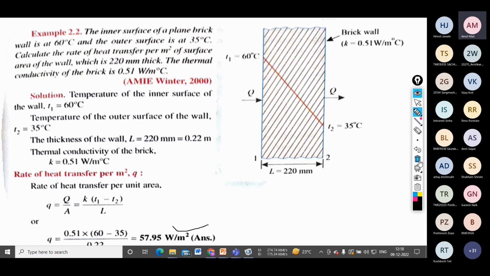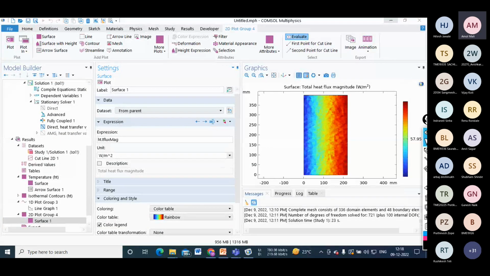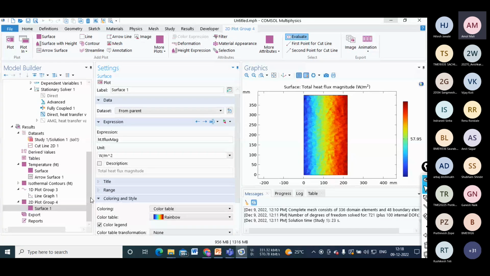Okay, so here we can compare theoretically. Theoretically it came as 57 point something. So here, by using the simulation software, you get 57.95, that much heat flux or heat flow rate. Okay, so here we have seen the temperature distribution as well as the total rate of heat flow, watt per meter square. Okay, so that is what we have seen up to here.